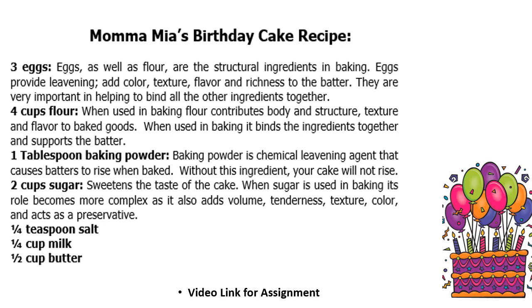Baking powder is a chemical leavening agent that causes batters to rise when baked. Without this ingredient, your cake will not rise. Sugar sweetens the taste of the cake. When sugar is used in baking, its role becomes more complex as it also adds volume, tenderness, texture, color, and acts as a preservative.